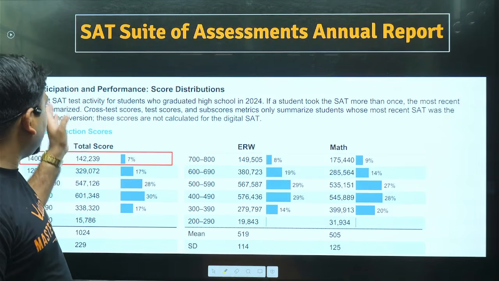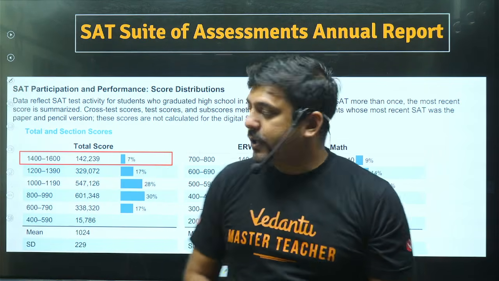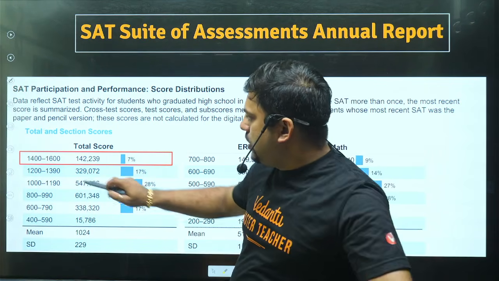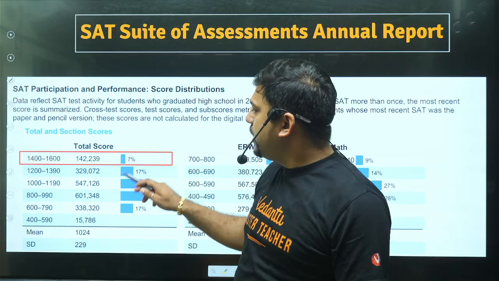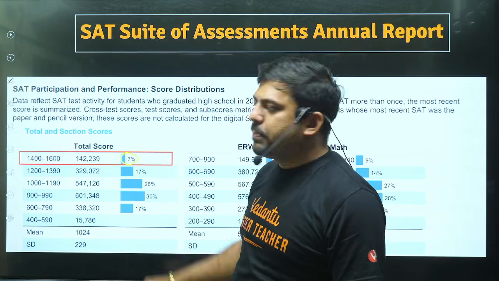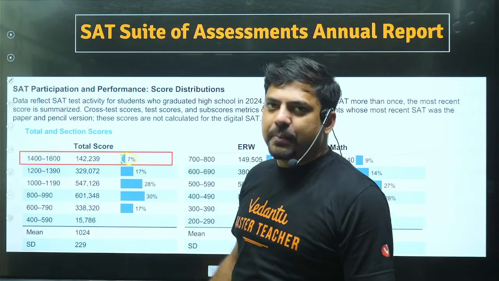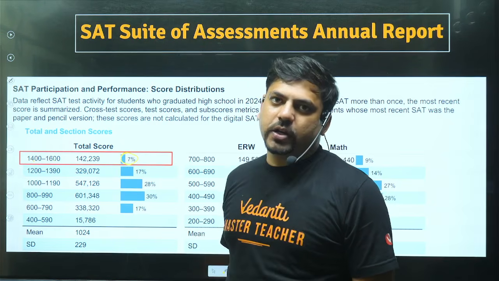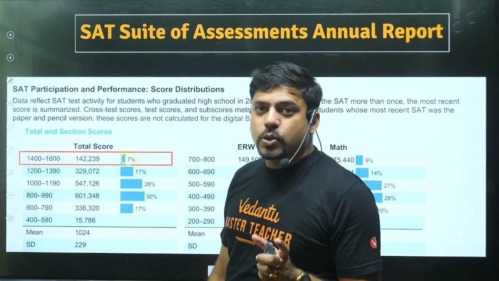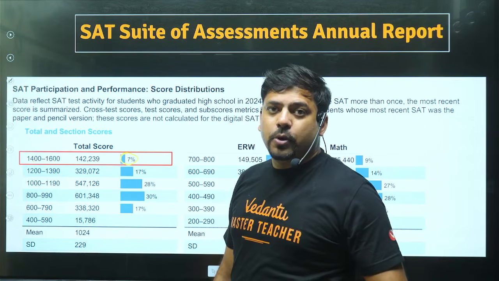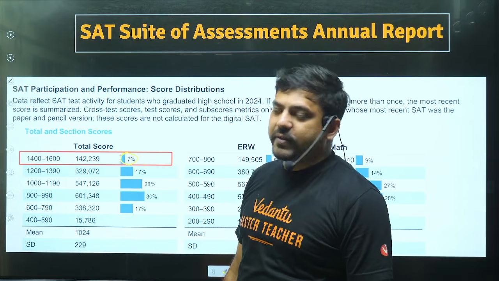Now this is the total SAT participation and performance score distribution. Here you'll be able to see one more interesting thing: in the SAT examination, marks between 1400 to 1600 are scored by just 7% of the people appearing for this examination. Just 7%, which means 93% of the applicants are scoring less than 1400. So this also tells you that if you score more than 1400, you are at the 93rd percentile, or probably in the top 7% of the entire world. And this is a very good score, by the way.